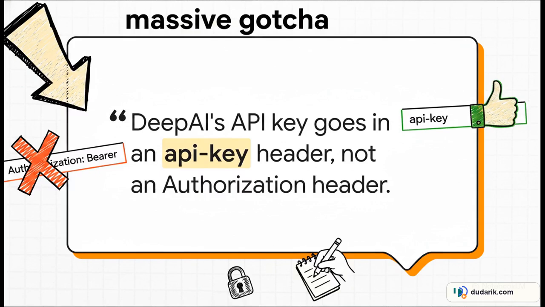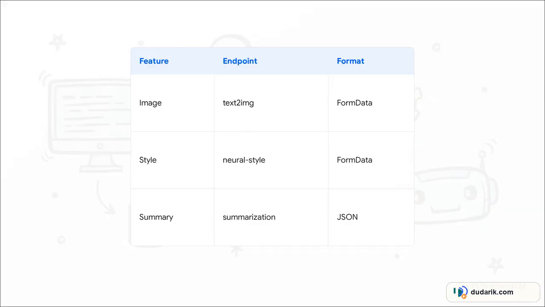If you try to use standard bearer auth, the API will literally just instantly reject your request with an incorrect API key error. Seriously, write that down. And since there's no SDK, you really have to map your data formats correctly on your own.